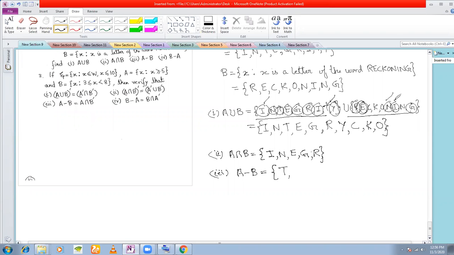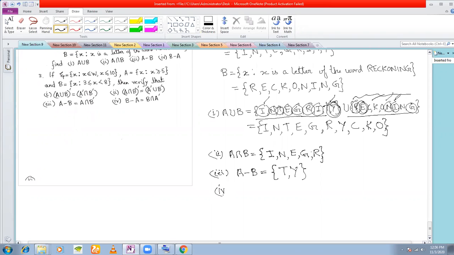R is there in A. It is also there in B. So we'll skip R also. I is there in A as it is also there in B. So we'll skip I as we had skipped earlier. T we have already written. And what about Y? Y is in A, but Y is not there in any of the element in B. So we'll write Y. So A minus B consists of only two elements, T and Y.